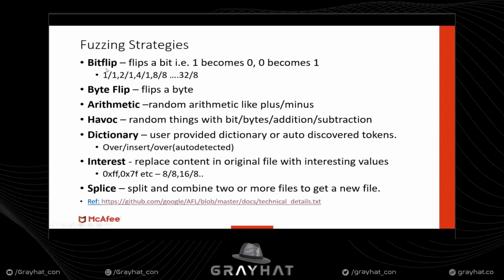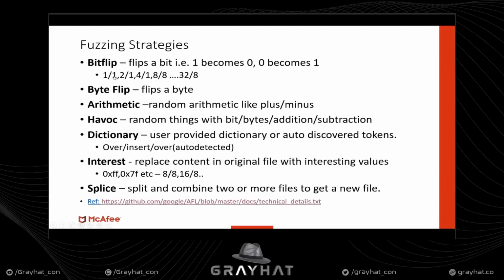In the case of bit flip, AFL flips the bit. It means that 1 becomes 0 and 0 becomes 1. During the fuzzing on the AFL status screen, when it mentions a strategy, you will also see text something like this: 1 by 1, or 2 by 1, or 4 by 1, or 8 by 8, or 32 by 8.